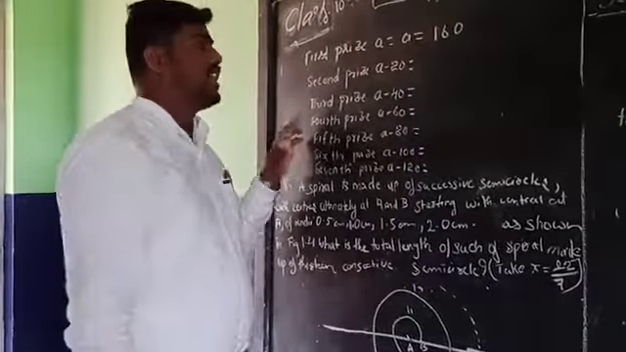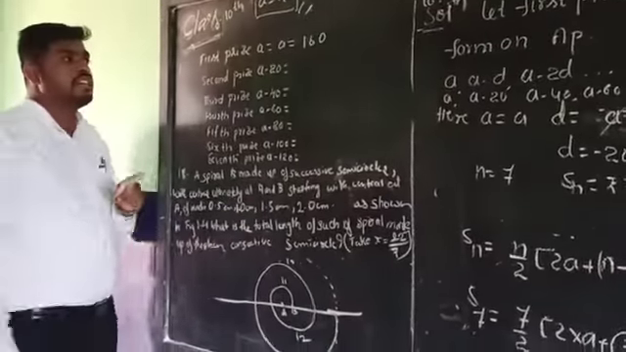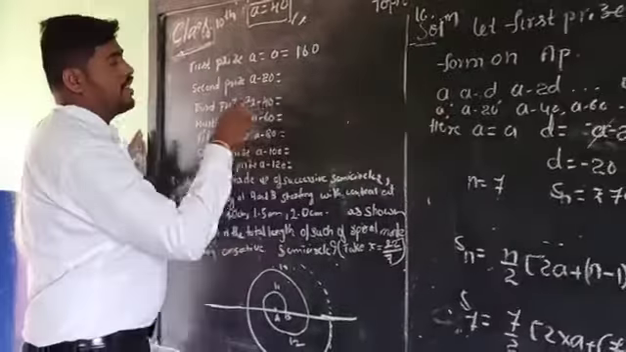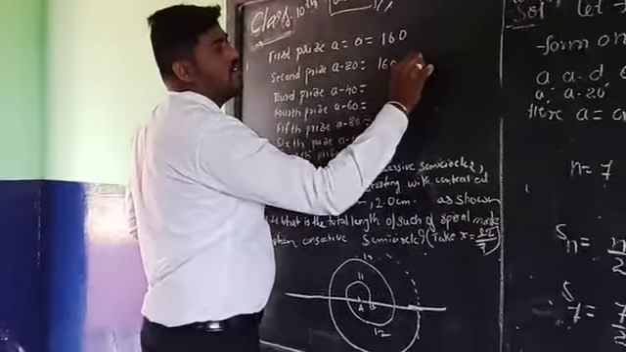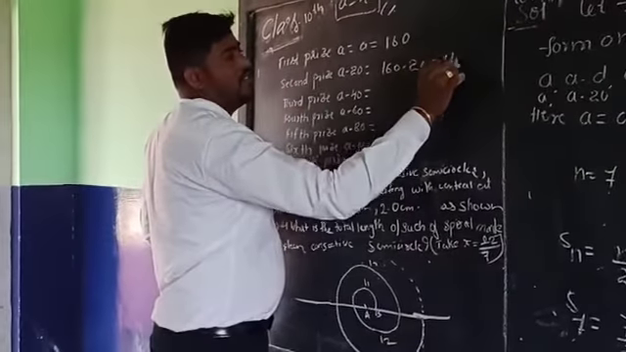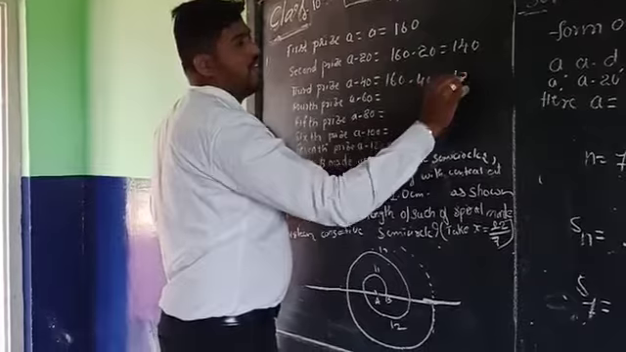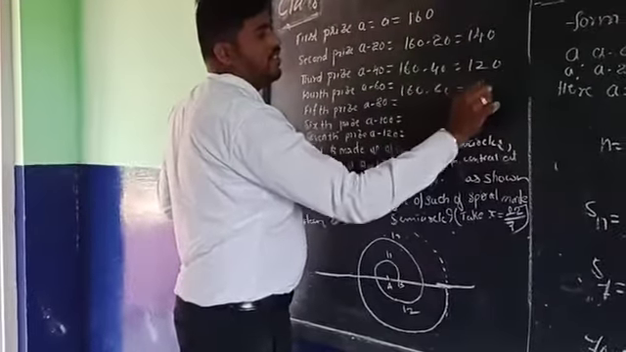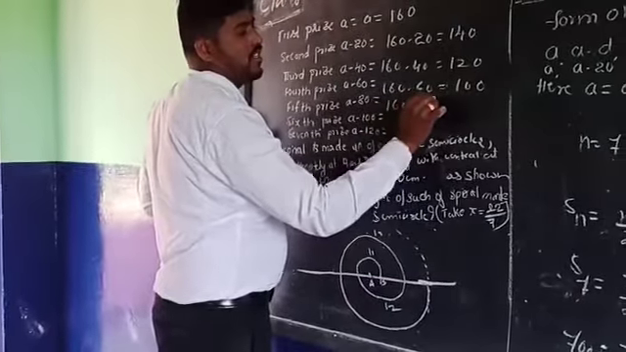Next is the second prize, which means the second term, a minus d. So a minus d means a minus 20. The second prize is a minus 20. How much? A is 160 minus 20. What will you get? 140. Next is 160 minus 40, 120. Next is 160 minus 60, so 100. Next is 80.